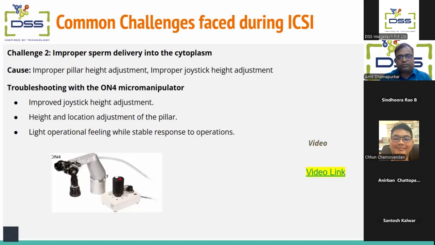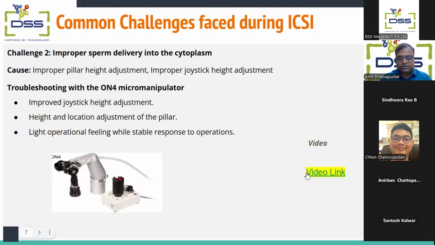The location of the pillar is also adjustable. We'll see the video link wherein you can come to know how we can adjust the height of this joystick and the pillar.